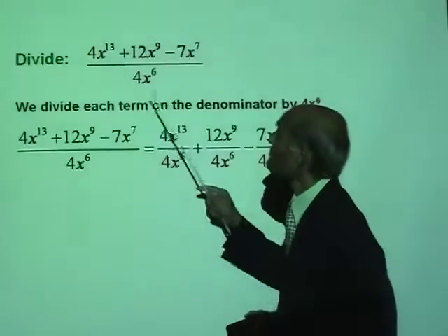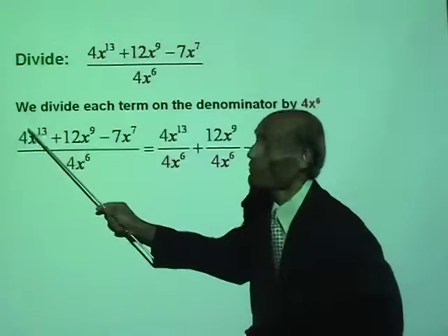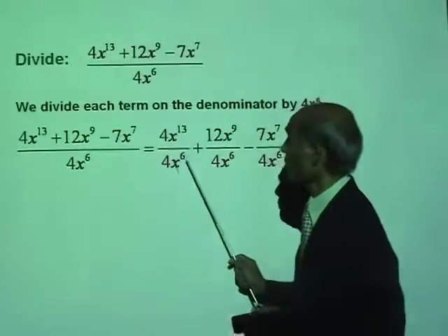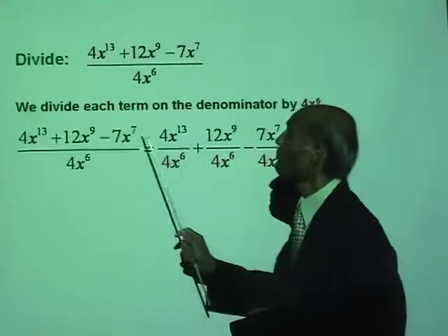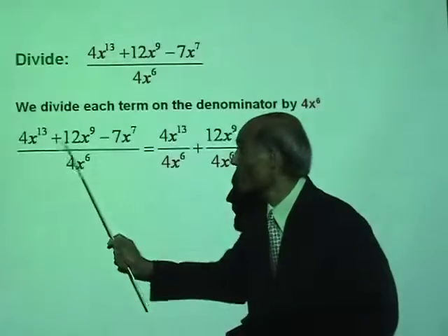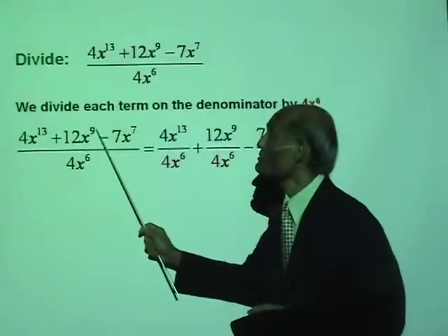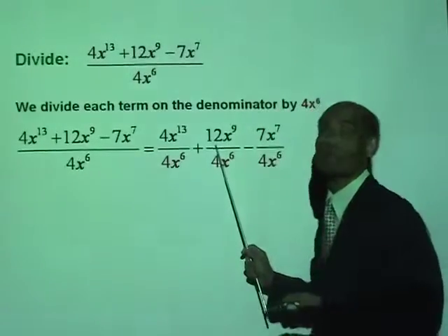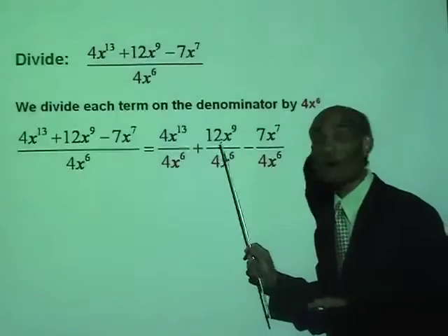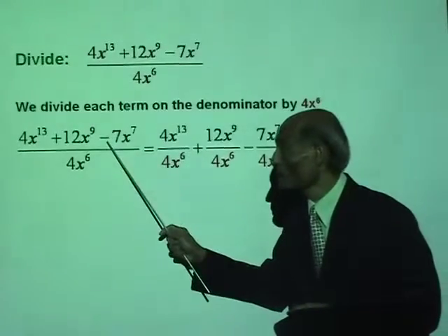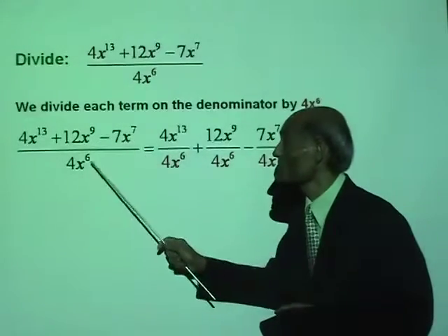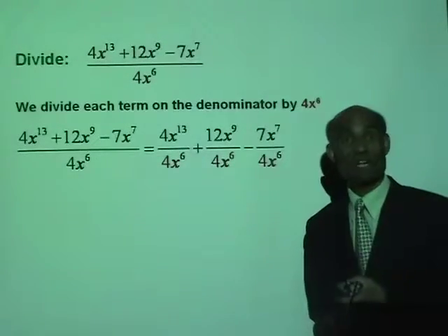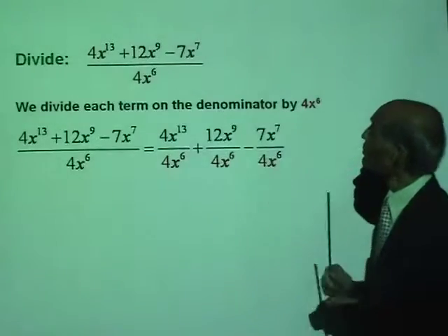Okay, so that gives me 4x to the power of 13 divided by 4x to the power of 6, that is the first term, followed by this sign, plus 12x to the power of 9 divided by 4x to the power of 6, that is the second term, followed by what sign? Minus 7x to the power of 7 over 4x to the power of 6, that is our third term. What do you do next?